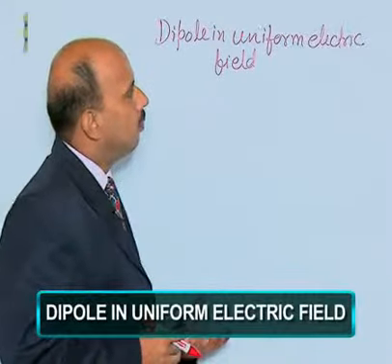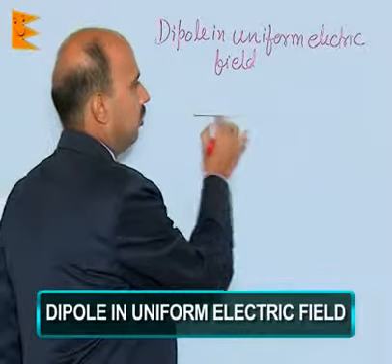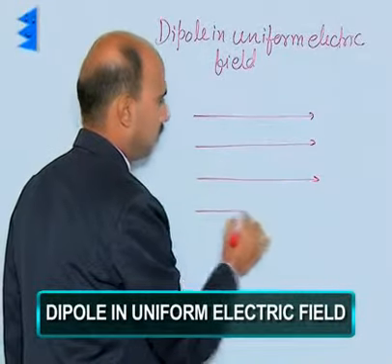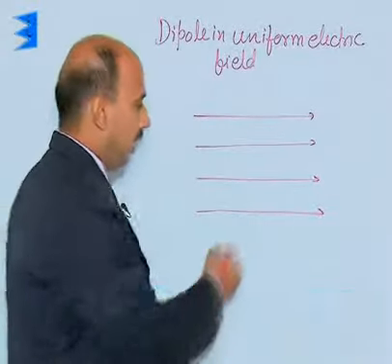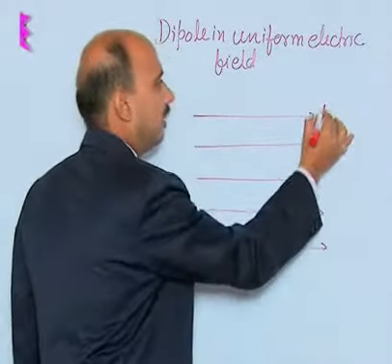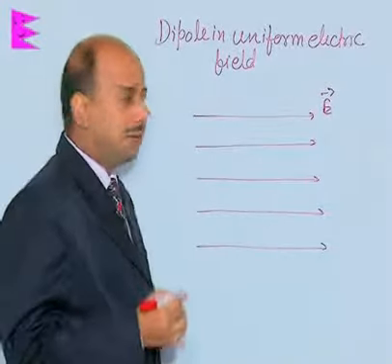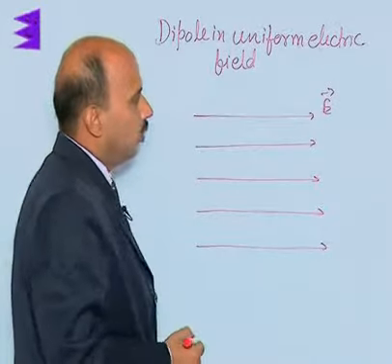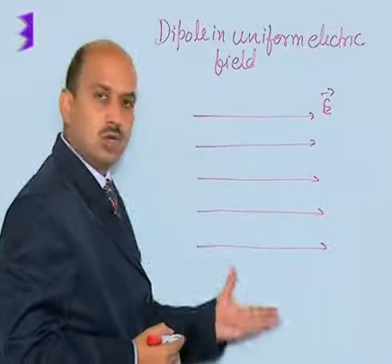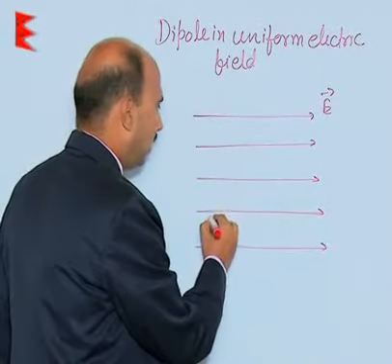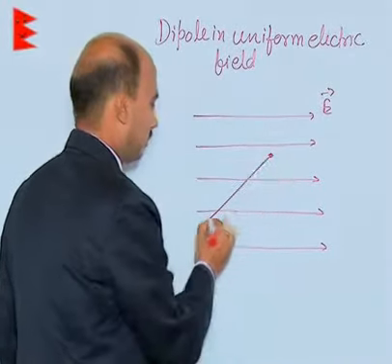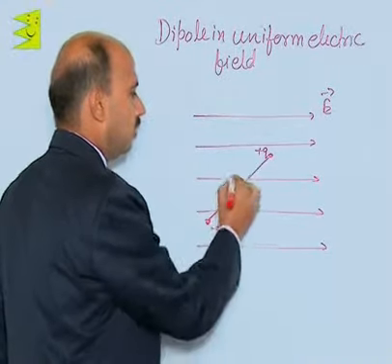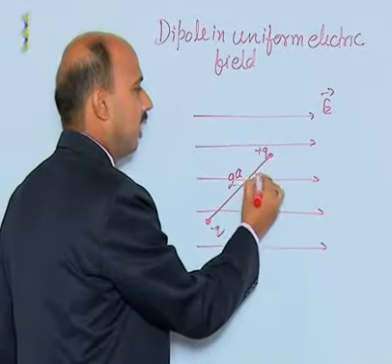Now see here, electric dipole in uniform electric field. Suppose this is the direction of the uniform electric field I have taken. When we draw a uniform electric field, we take care that the separation between these lines should be equal. So electric field lines for a uniform field can be drawn like this. Suppose an electric dipole is like this here. This is your plus Q and this is your minus Q. Separation is 2A and this angle is suppose theta.